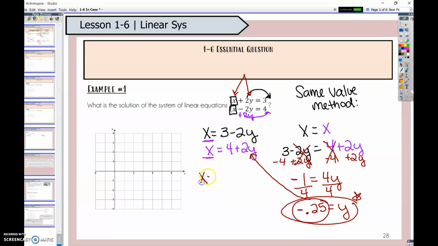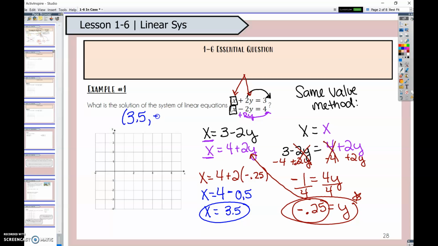So I would have x will be equal to 4 plus 2 times, I know y is negative 0.25. Think of that as a quarter. So I would say x will be 4. If I had 2 quarters, that'd be 50 cents. And a positive times a negative is a negative, so I would subtract 0.5 or 50 cents. And 4 take away 0.5 would be 3.5. I now have my x and my y value, so we would say the solution is 3.5 comma negative 0.25.